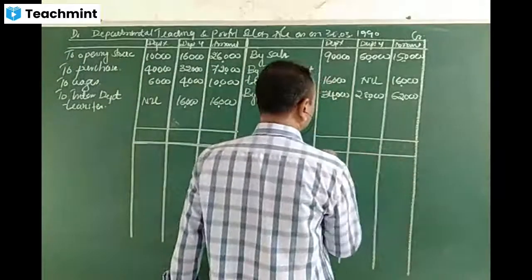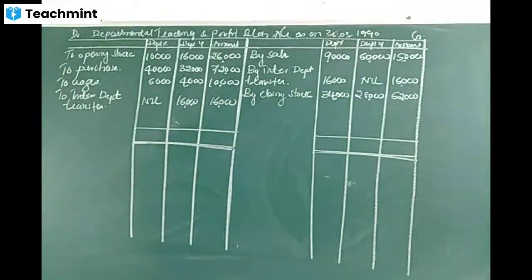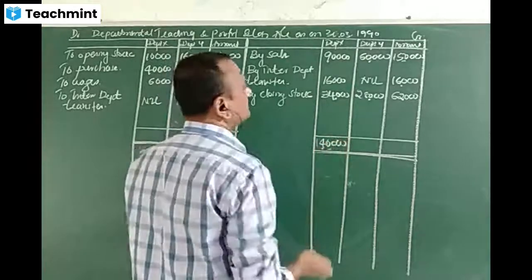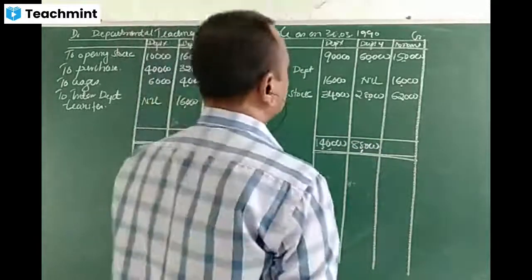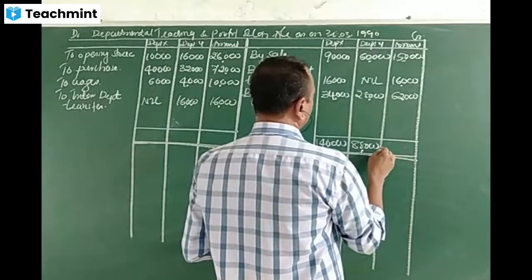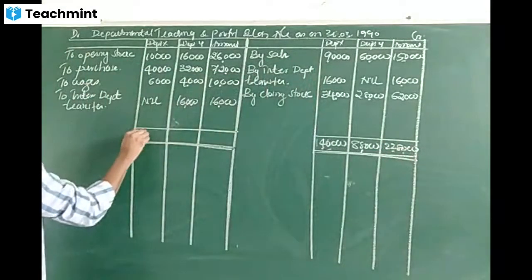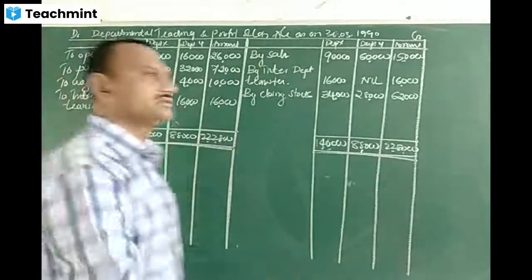You may total credit side first. It is 1,40,000, it is 88,000, and 2,28,000.